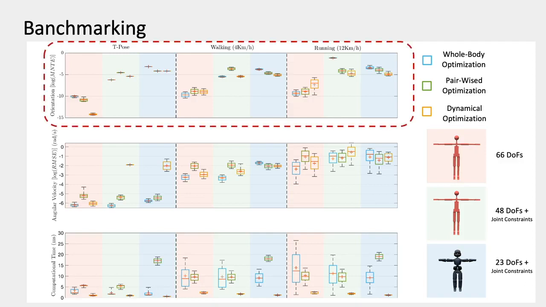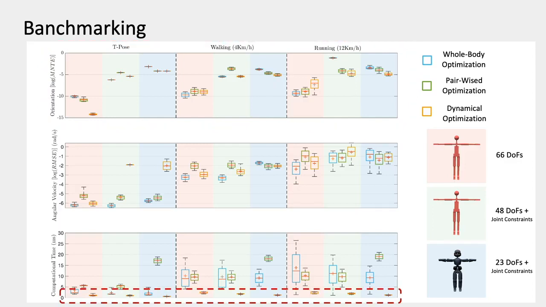In terms of accuracy, the results obtained with the 3 methods are comparable in most of the cases. However, we can observe that on average the dynamical optimization method performs better than the other 2 methods in presence of constraints and with dynamical motion.